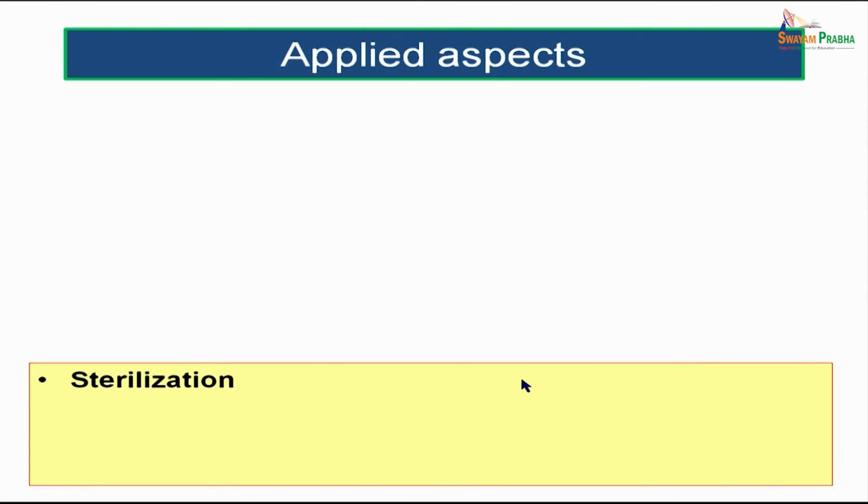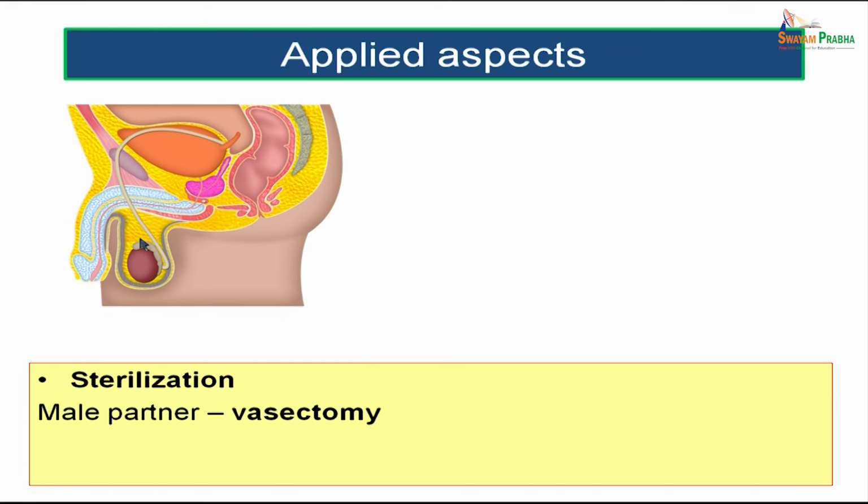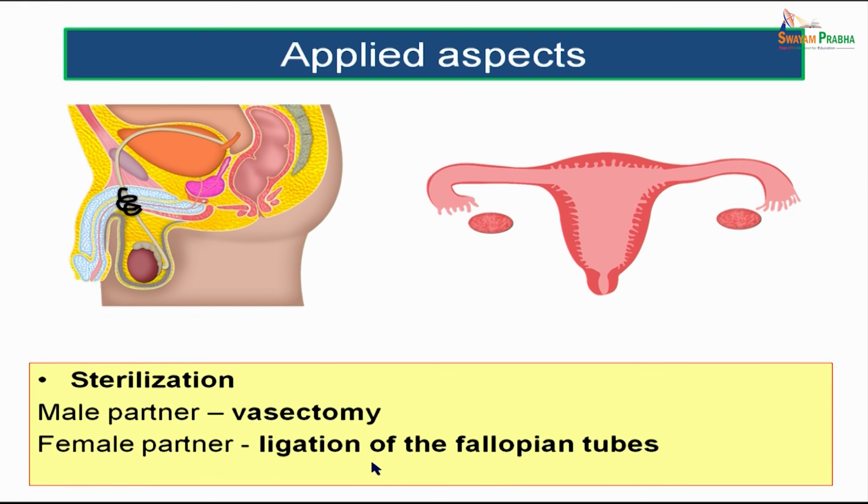Another method used for contraception is sterilization, that is considered a permanent method. In male partners, you call it vasectomy. You are just putting a ligature over the vas deferens so that the sperms from the testis won't reach the ejaculatory duct during ejaculation. That process is known as vasectomy, and in females you call it ligation of the fallopian tubes. We ligate the fallopian tubes on either side. That is a method of sterilization used in females.